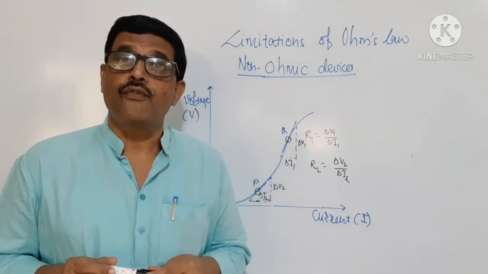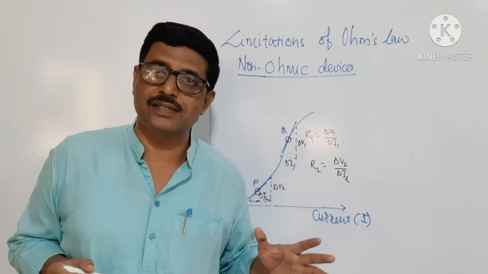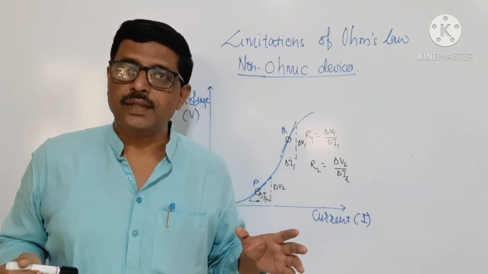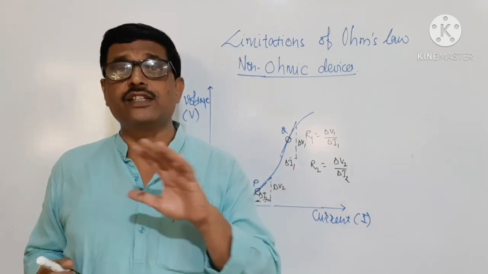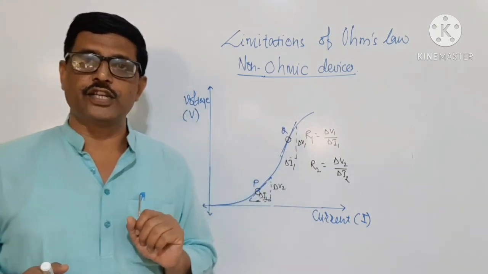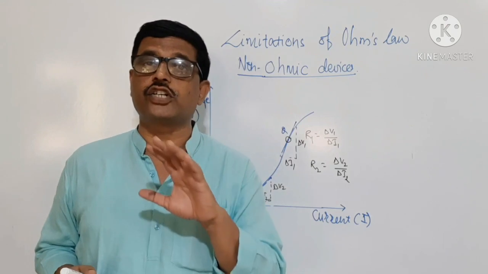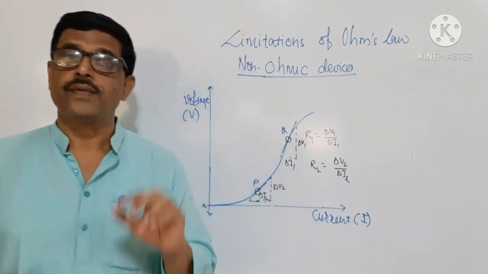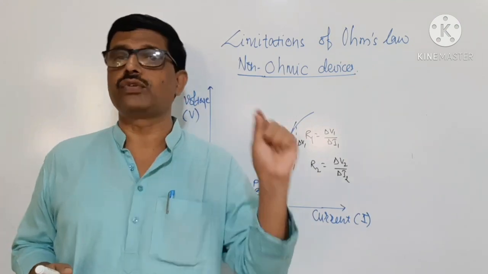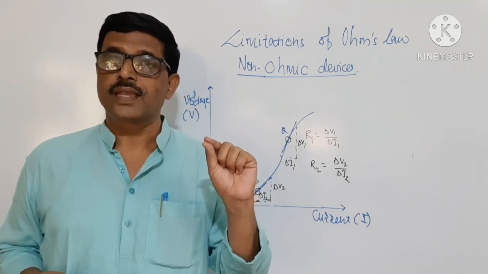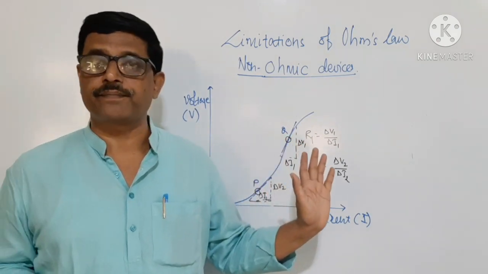And therefore, in non-ohmic resistances or devices, the relation between the potential difference and current is not linear, it is non-linear relation, and the graph is not a straight line, it is a curve. Therefore, the resistance is not constant throughout the graph, because slope throughout the graph will not be the same.